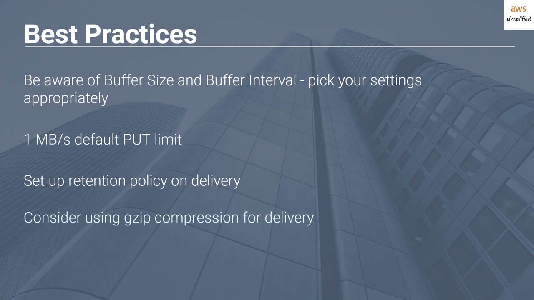And the final one is similar to the previous, but consider using gzip compression for delivery. This is a setting that you can specify when you're setting up your stream when delivering it to S3. You can just deliver it as is, as a normal file, or you can compress it. It's particularly useful when you compress it, obviously, because in S3, you are paying for storage size.